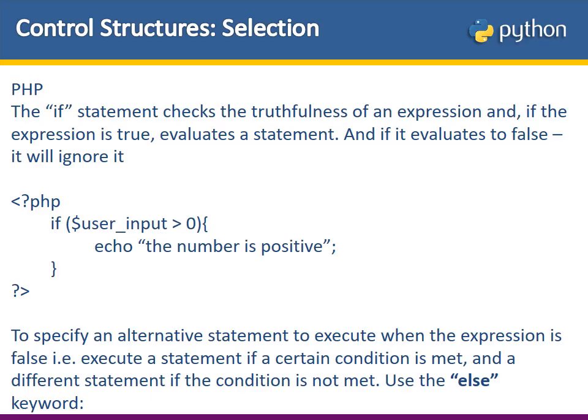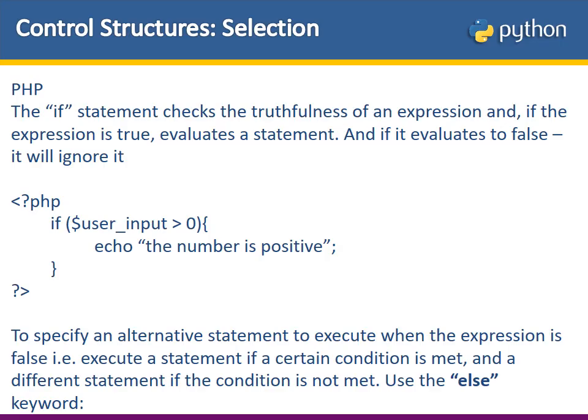The syntax is different from the way we wrote it in Python, but it's still the same condition for the if statement. So we have the PHP opening tag, <?php, if $user_input greater than 0, open bracket, echo.